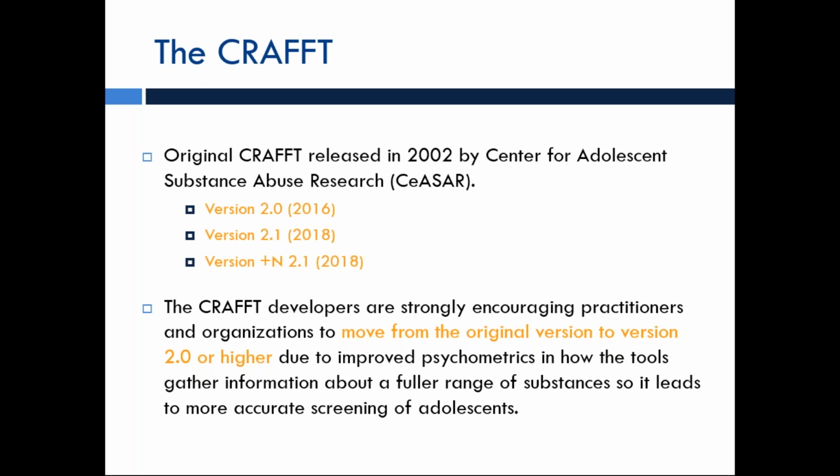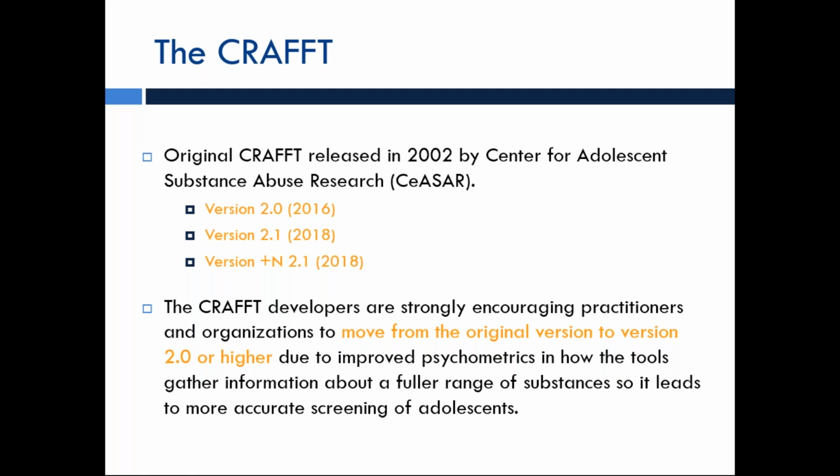The original CRAFFT was released in 2002, and then there's been a few updates. Version 2.0 was updated in 2016, version 2.1 in 2018, and then version plus N 2.1 came shortly after that. So the CRAFFT developers are really encouraging practitioners and organizations to at least use the 2.0, if not higher, because of improved psychometrics and how the tools gather information about a fuller range of substances, which actually leads to more accurate screening of adolescents.